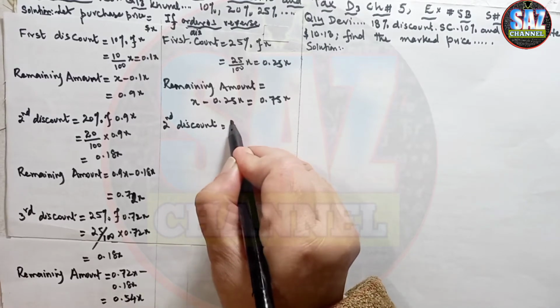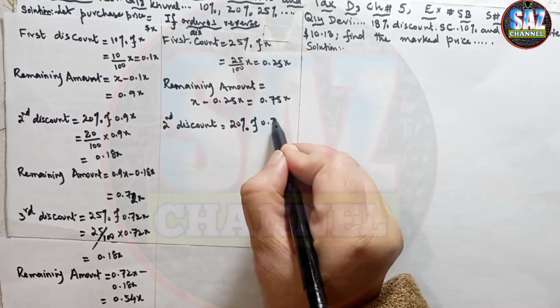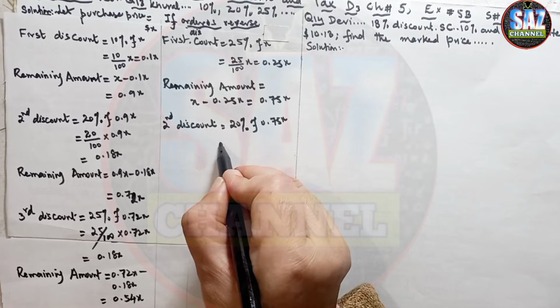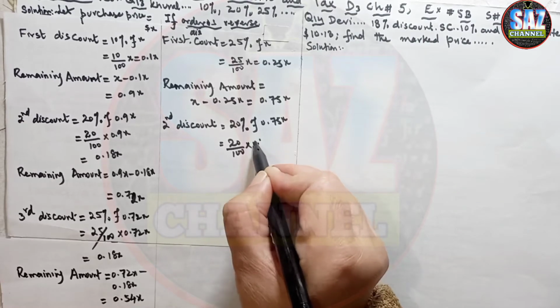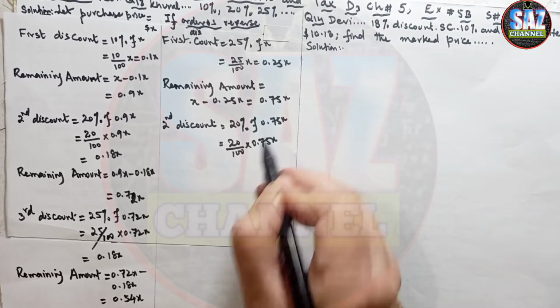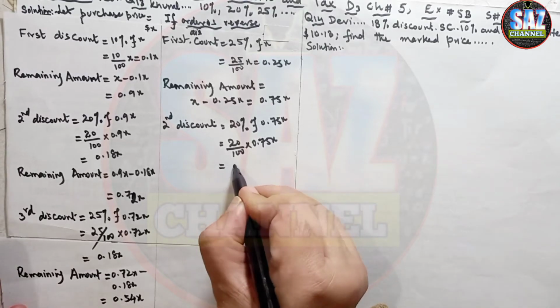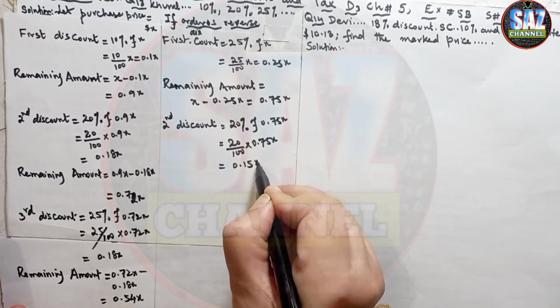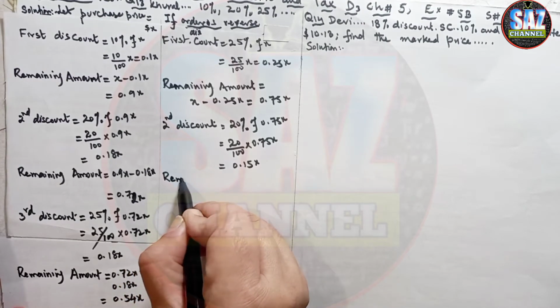And now he is availing a discount of 20%, the second discount, which is 20% of 0.75x, and this will give me 20 over 100 multiplied by 0.75x. Let me check the calculation, 20 multiplied by 0.75 upon 100, and this gives me 0.15x.